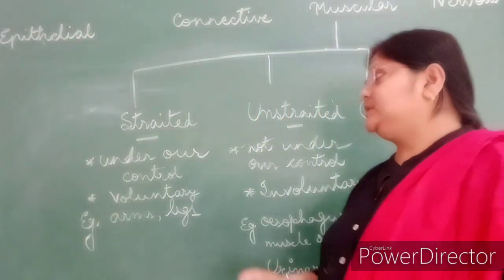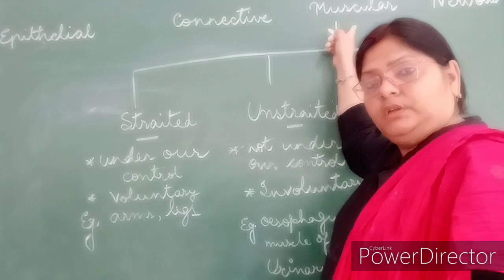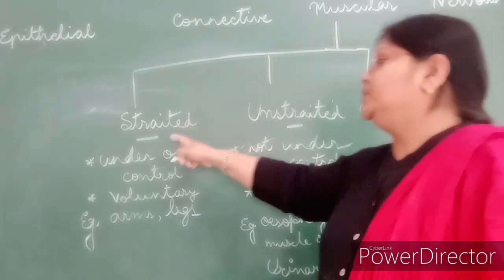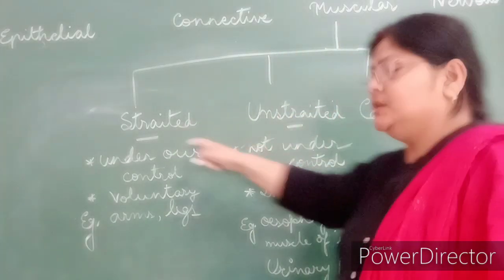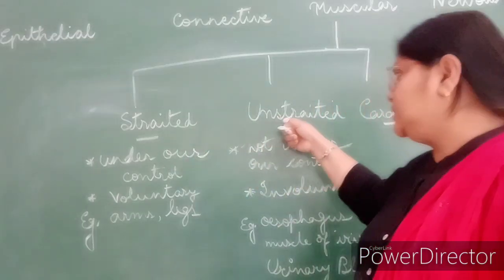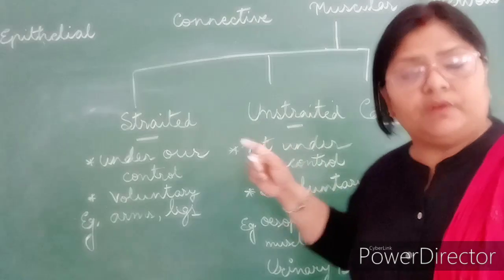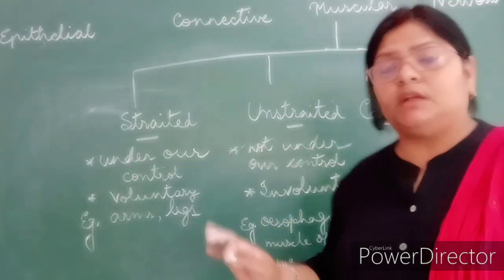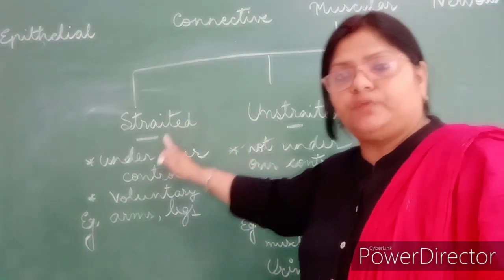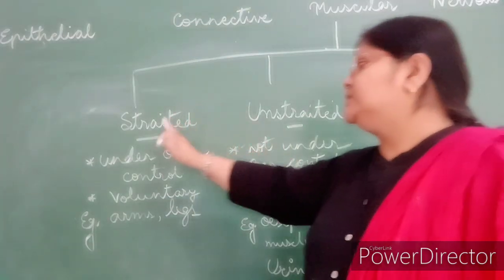So now coming to the next type of tissue, that is the muscular tissue. The muscular tissue again is of three types, as I said: striated, unstriated and cardiac. Cardiac is a special kind of tissue found only in the walls of the heart. Basically the two types are striated and unstriated.